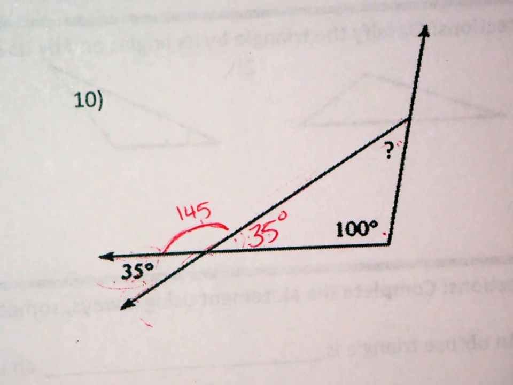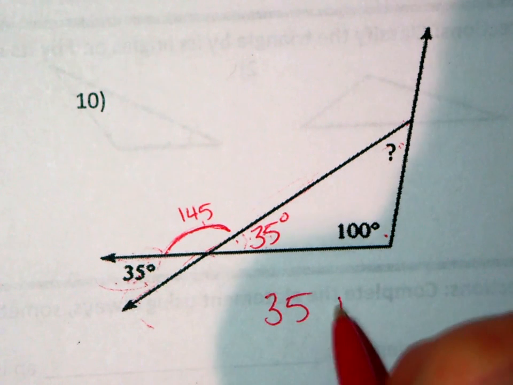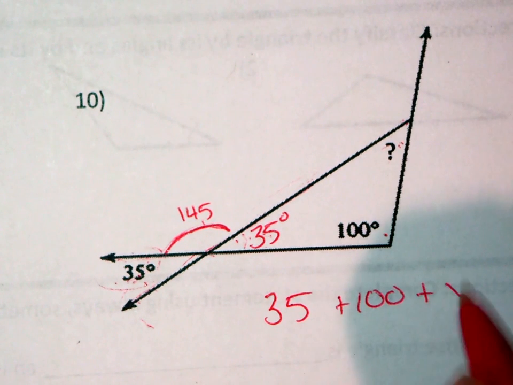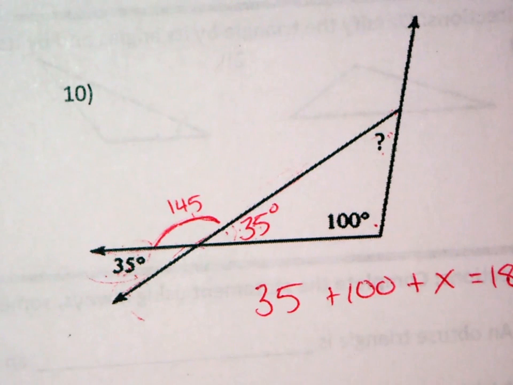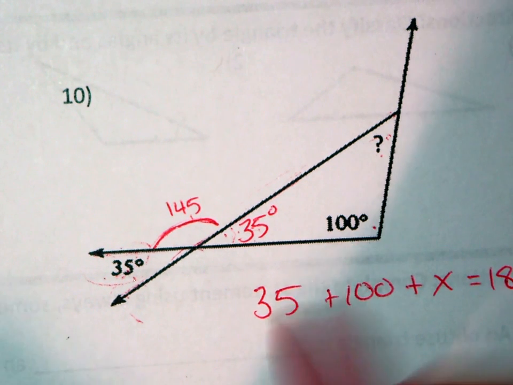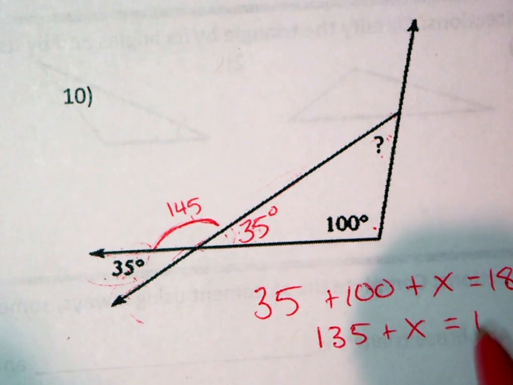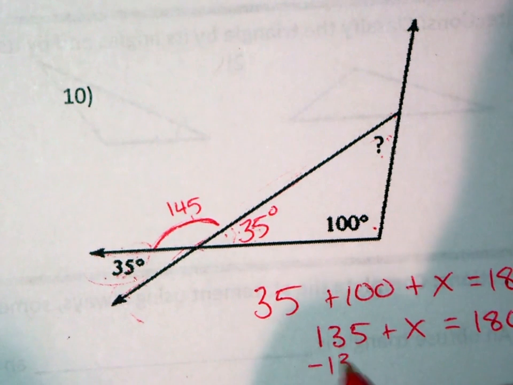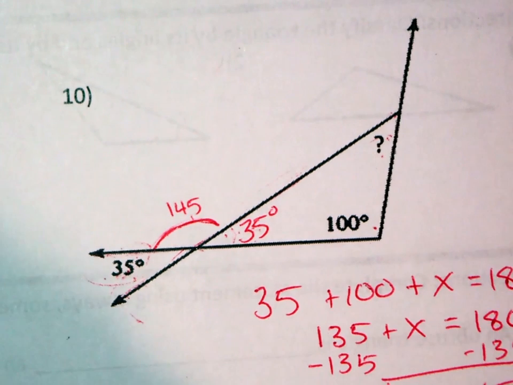Now that I've determined that this little angle is 35 degrees, I can use my triangle sum theorem. 35 plus 100 plus x, because that's my unknown still, equals 180. So 100 plus 35 is 135, plus x equals 180. Subtract 135 from both sides, and x equals 45 degrees. That's my missing angle.